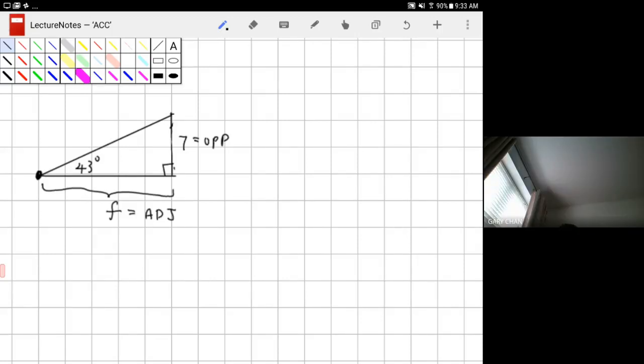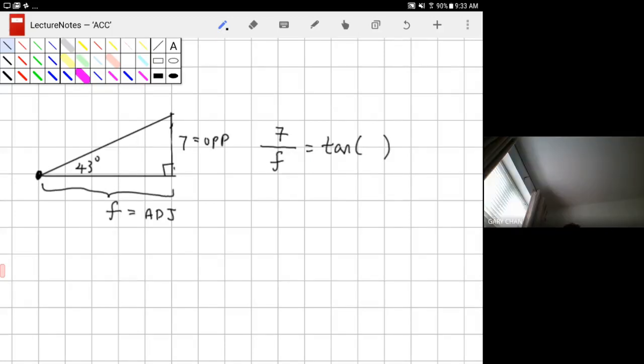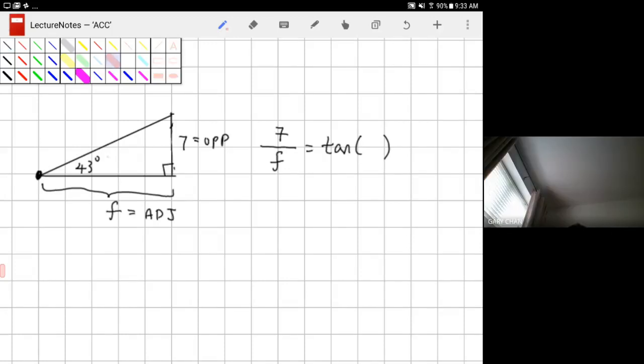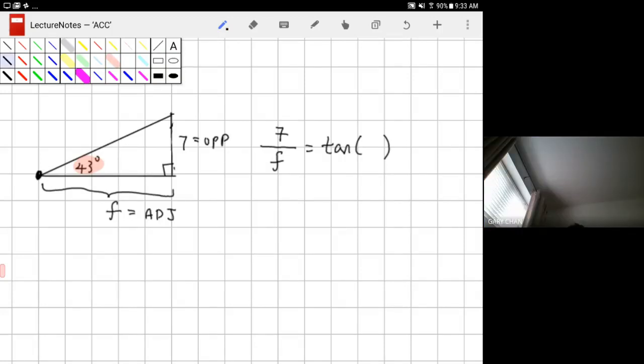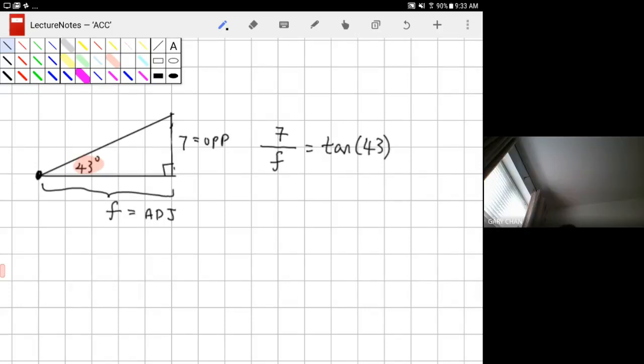Okay, so we're going to set this up. Opposite over adjacent is 7 over f. This would equal tangent of which angle? Michael, tangent of which angle? Tangent of angle theta. Which is what? The highlighted one. 43. That's it. Okay, thank you. So you're going to figure out what this is, okay?